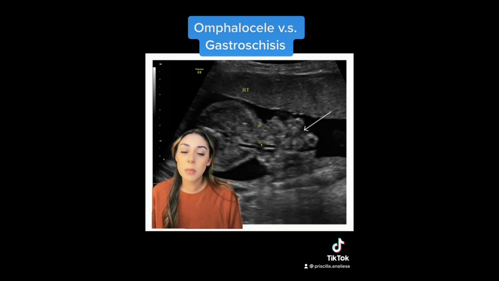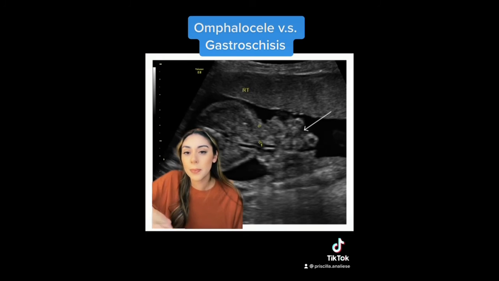Sonographically, we'll see multiple loops of bowel outside the abdominal cavity in the area of the cord. Ascites shouldn't be present, but if the herniated bowel is dilated with wall thickening, it suggests infarction or bowel atresia.